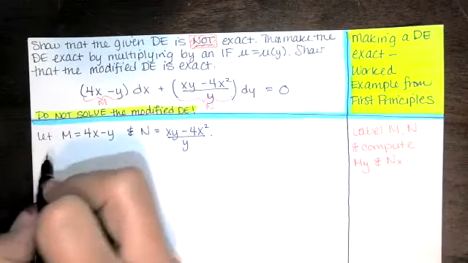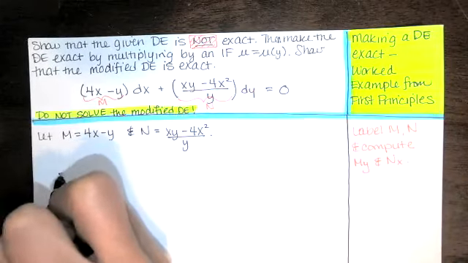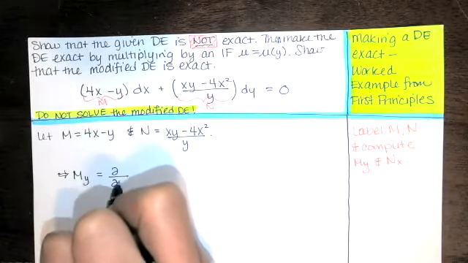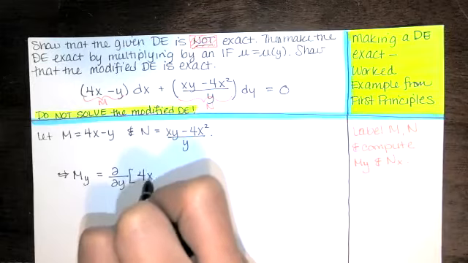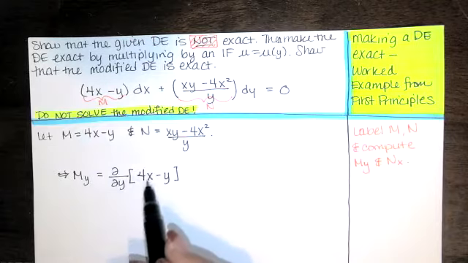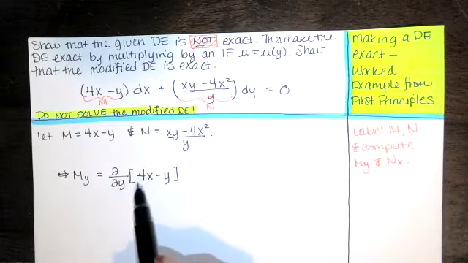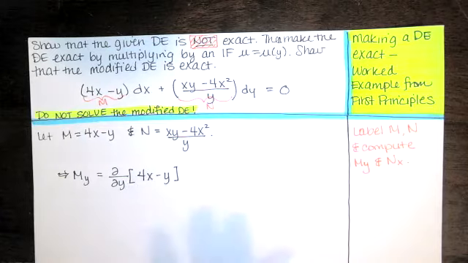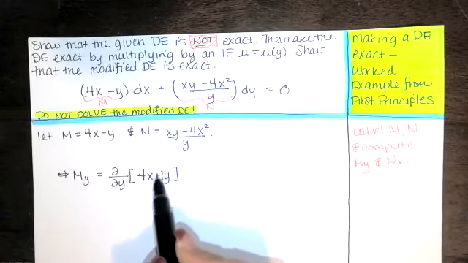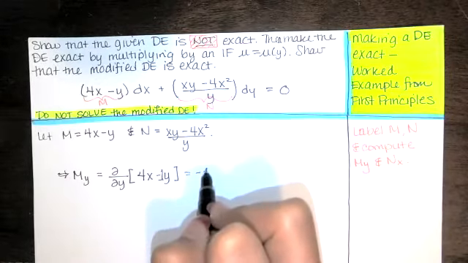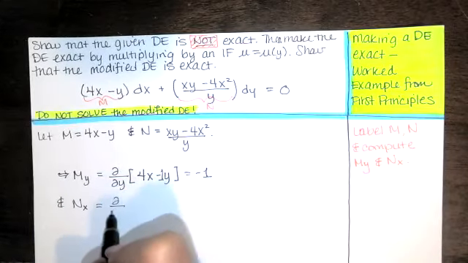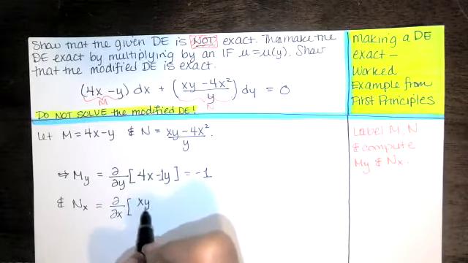And then we'll compute the partial derivative of M with respect to y. So this is the partial derivative of 4x minus y with respect to y, treating x as a constant. If x is being treated as a constant, 4x is also a constant. The derivative of this constant with respect to y is 0, and the derivative of this implied -1 times y is just the constant coefficient, which is -1. And the partial derivative of N with respect to x is given by this expression.